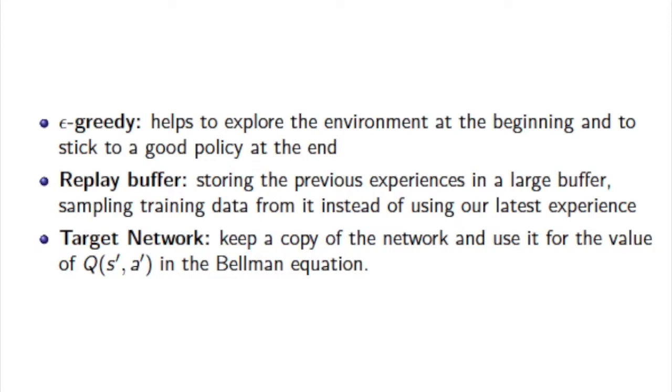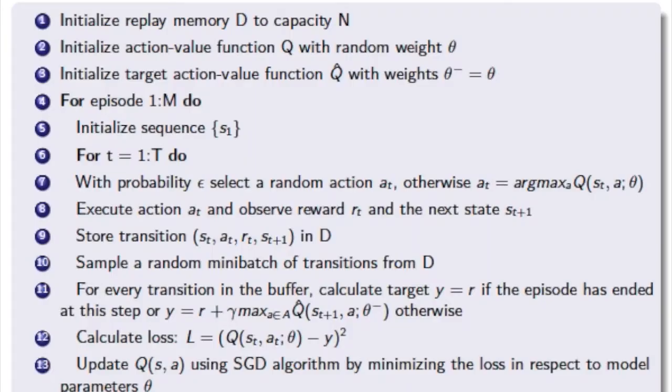And we also have a target network. We keep a copy of the training network. And this helps with the oscillations and makes the convergence better. In our case, we copy the training network to the target network once in every 100 steps. The following is the deep Q-learning algorithm.